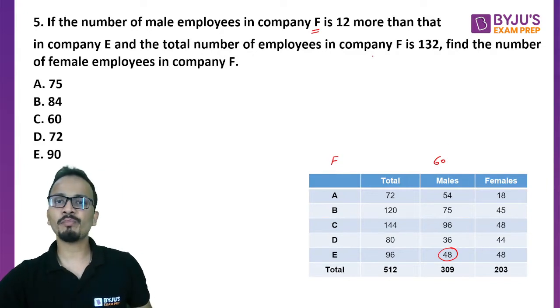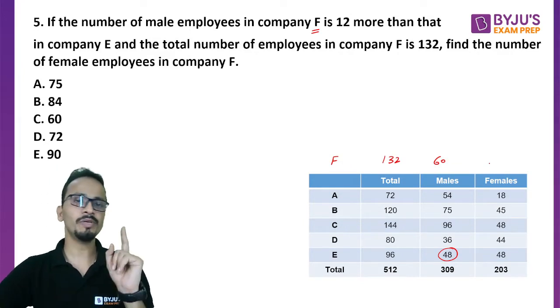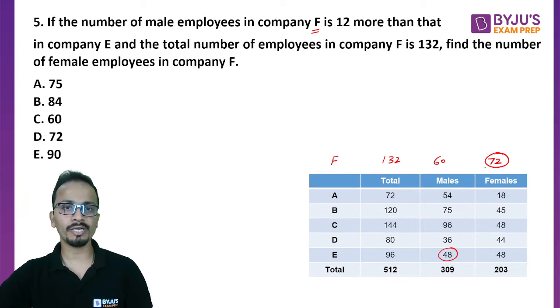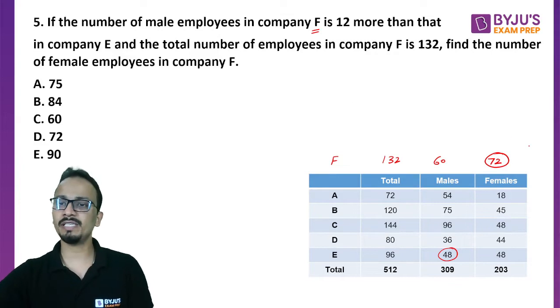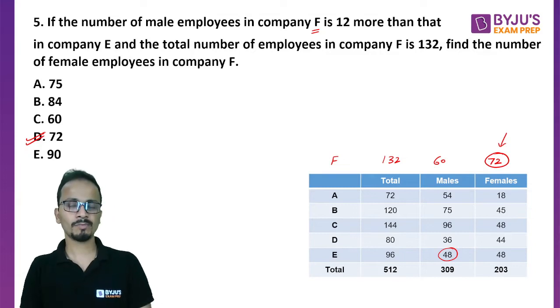The total number of employees in this company is 132. So total employees 132, number of males is 60. So the number of females will be 132 minus 60, and that is 72. So 72 is the number of female employees in company F. Now let's see what they are asking. Find the number of female employees in company F. They are asking the same thing. So the answer will be 72. That is option D.